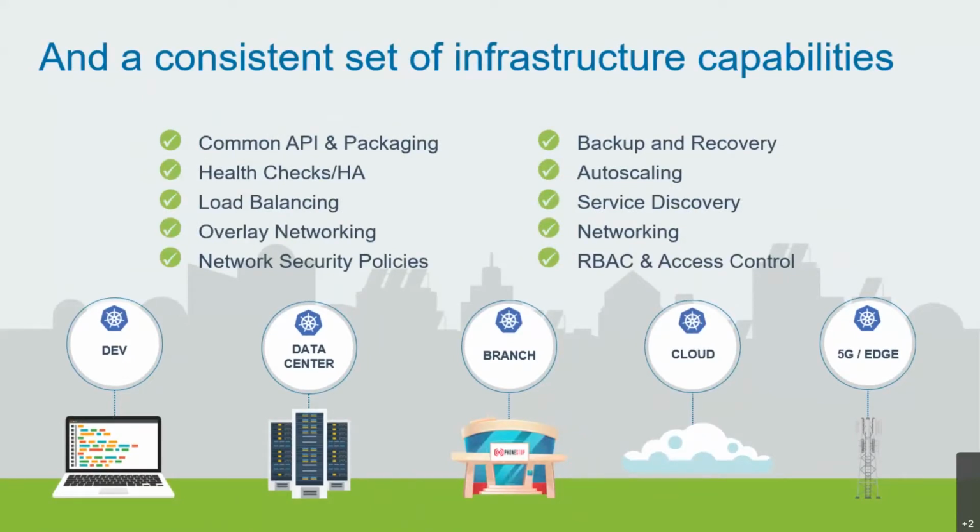Why Kubernetes? Because it provides a consistent set of infrastructure capabilities, whether it's API, packaging, health checks, load balancing. You can read as well as I can. The same things that you can do in the data center can be done on the edge or in the cloud. That's really why we think that Kubernetes is so great, and why SUSE acquired Rancher towards the end of 2020, beginning of 2021, because we wanted to really make a splash and focus on what customers can do in all of these areas.